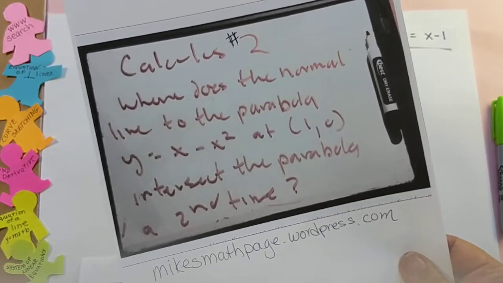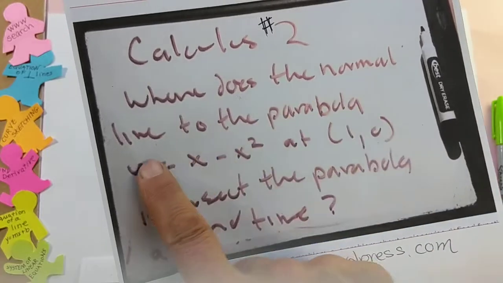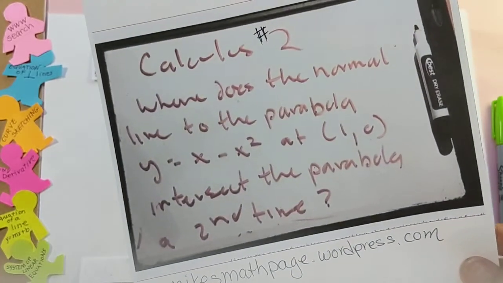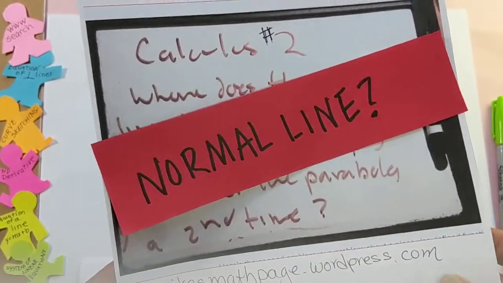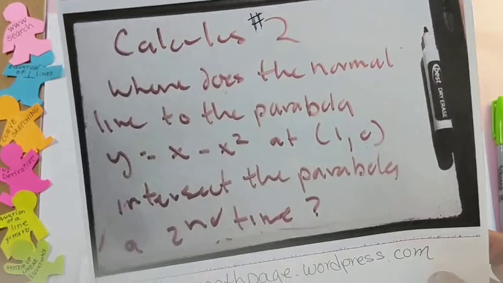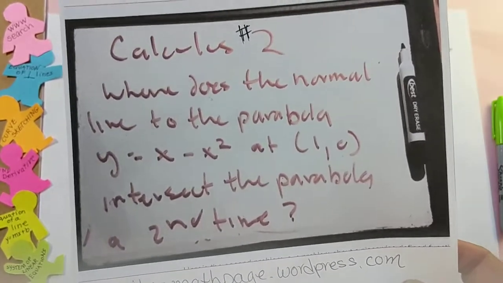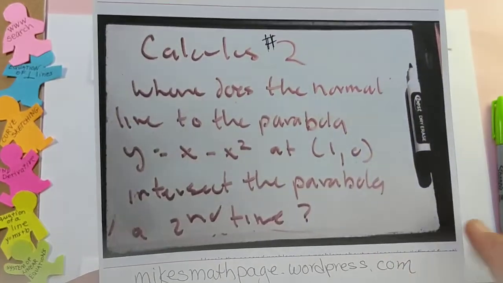And this is also a problem I probably wouldn't have done by myself because it has this word normal line in it. And I don't know what a normal line is. So if I'd seen this problem on my own, I probably would have never done it. Because I figure if I don't know what a normal line is, I probably don't know anything else. Well, it turns out the only thing I didn't know was a normal line. And it's not such a hard concept.